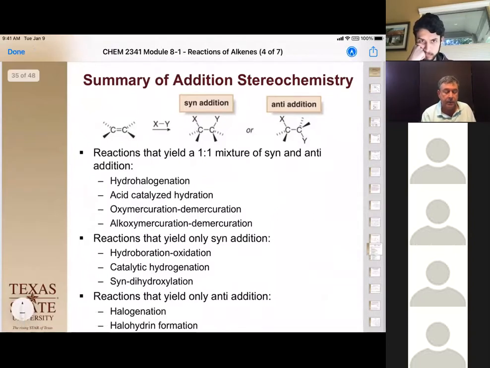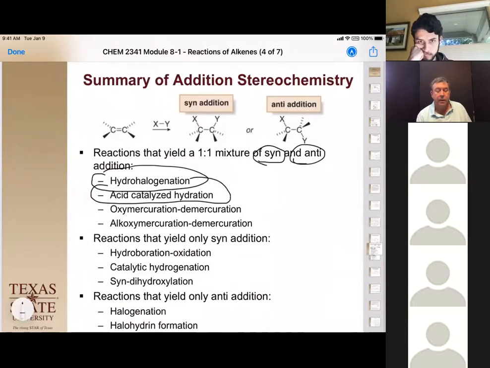In reactions that yield a mixture of syn and anti, those are the ones that have something come in and form a carbocation. And we've already learned that the hydrohalogenation does and the acid catalyzed hydration does. Okay, we're going to talk about these next time, so don't worry about those yet. We have one reaction that's syn on, oh, we haven't learned that one yet, never mind.